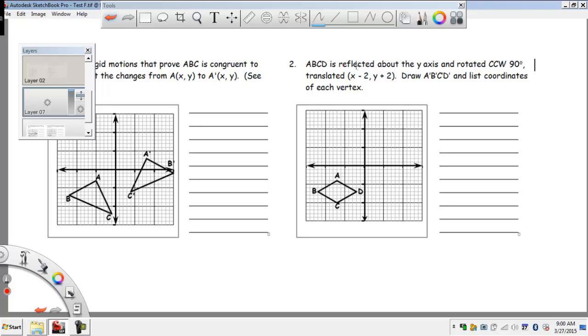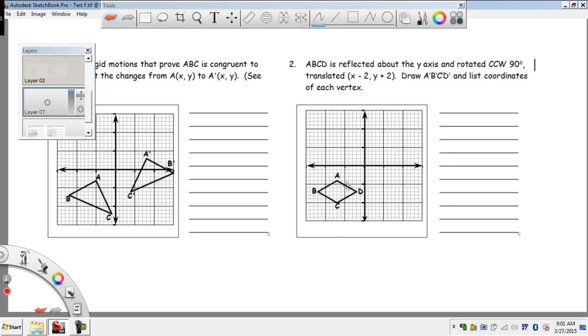So ABCD is reflected about the y-axis and rotated counterclockwise 90 degrees. Translated x minus 2 and y plus 2. Draw ABCD prime and list coordinates of each vertex.